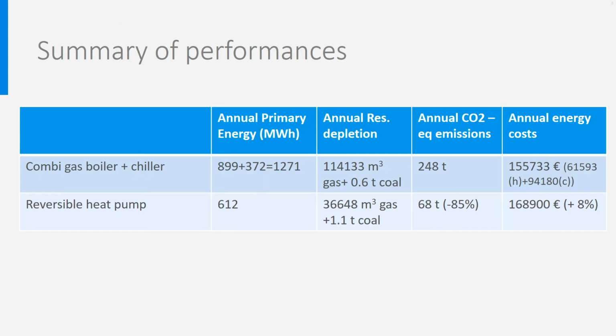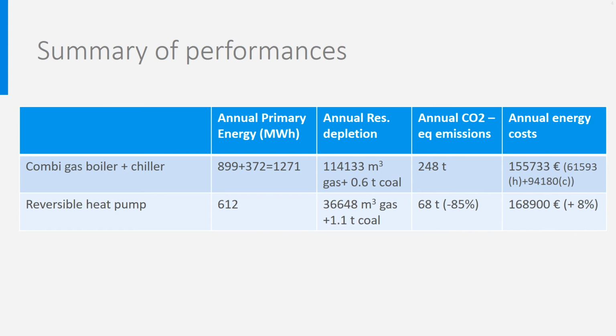This table shows the summary of the performances. For the gas boiler with chiller, we have to add the performances of both, of course. In the end, we see that using the reversible heat pump leads to CO2 saving by 85%, while the costs have increased only by 8%. Not such a high price for sustainability.